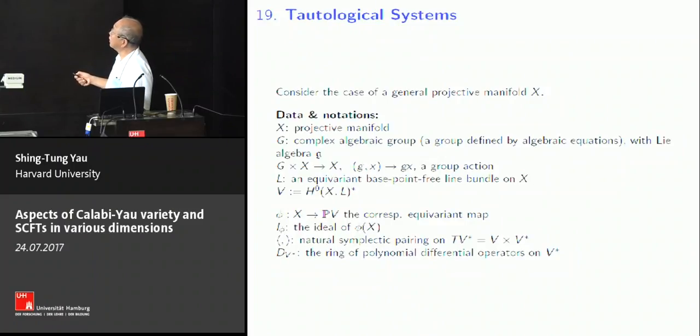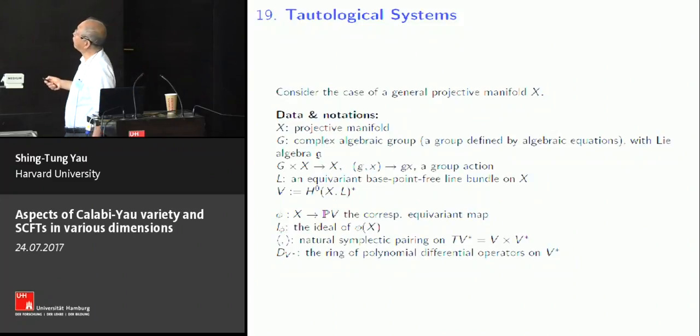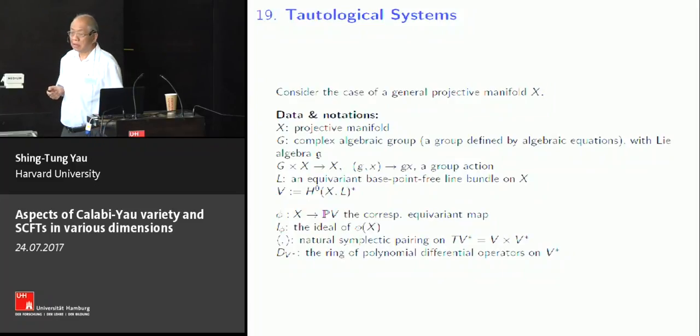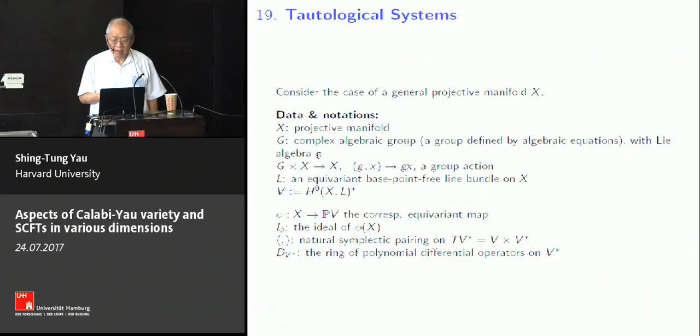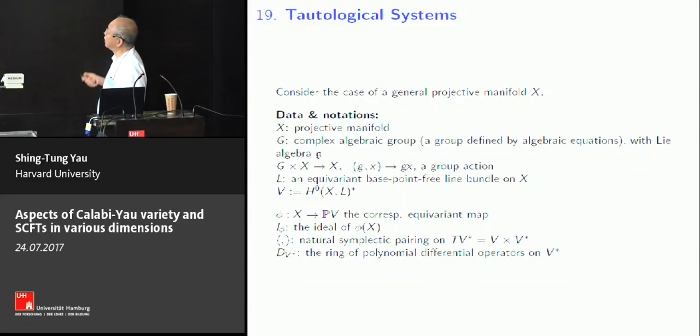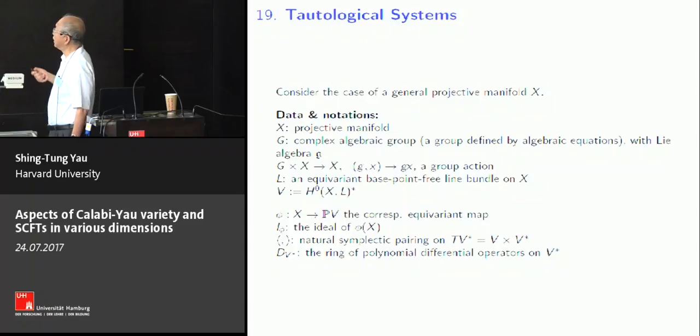So the situation is this, which is more general than toric manifolds now. We take a projective manifold, and we have a complex algebraic group acting on this manifold. So we have a group action, and we take an equivariant base point free line bundle on X, which defines an embedding for me. X is a projective manifold with a line bundle that is equivariant under the group G. We look at the space of sections of this line bundle and take its dual, and we call it V. So V star would be the sections itself.